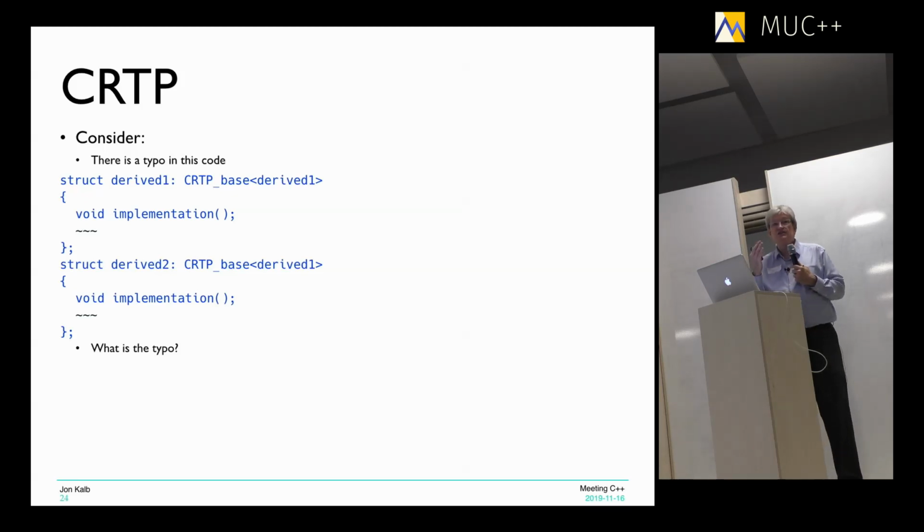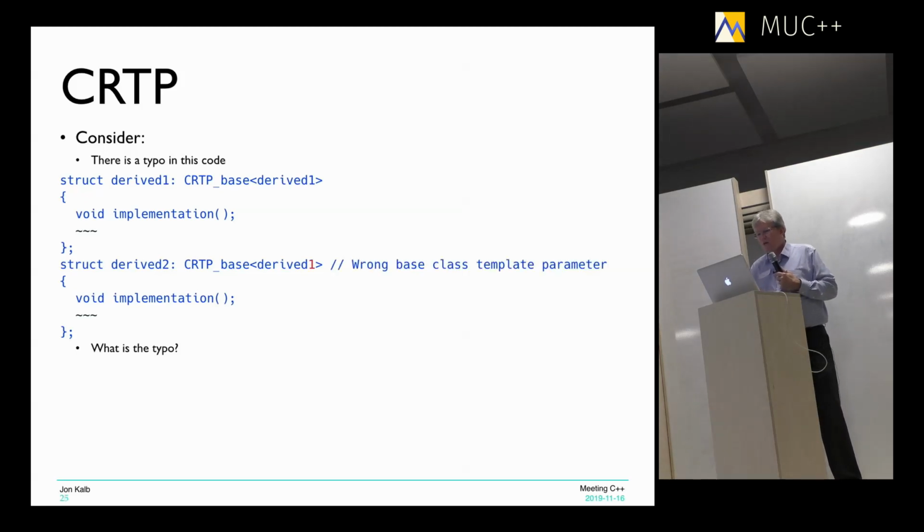Does everybody see how this is going to lead to undefined behavior? Because we have an object of Derived2 that's going to cast itself to be a Derived1. That's going to be a problem. How can we fix this? What can we do? Well, we can fix the typo, right? Well, that fixes it. But how can we prevent this from happening?